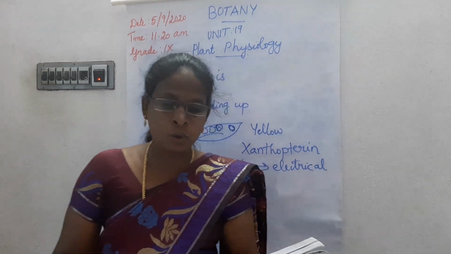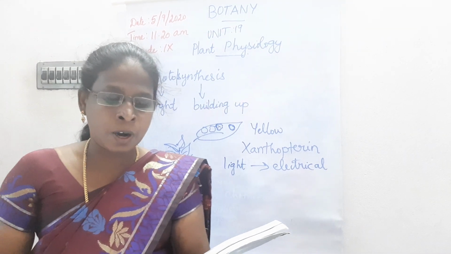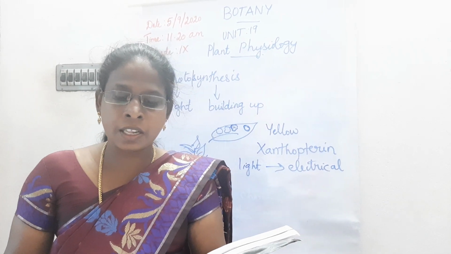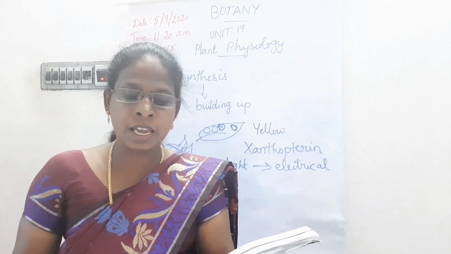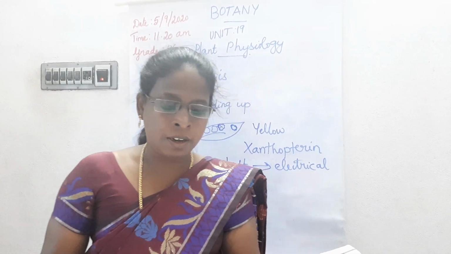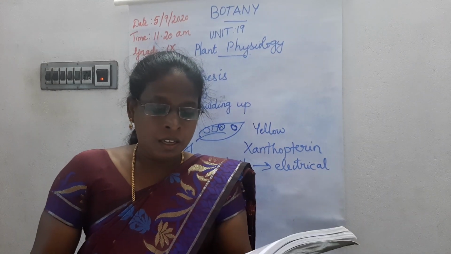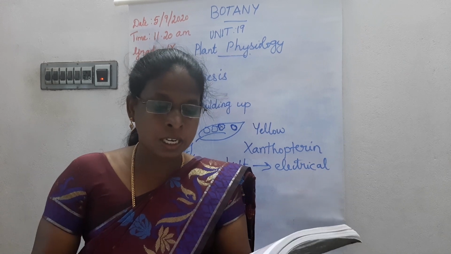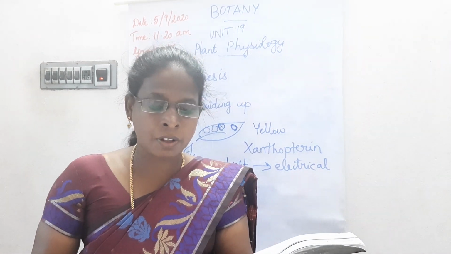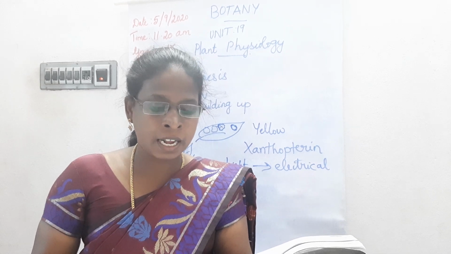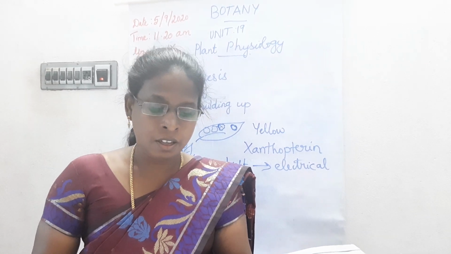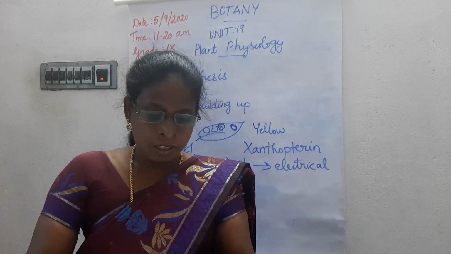Then Roman numeral 2, fill in the blanks. Third one, the green pigment present in the plant is chlorophyll. Then the sixth question, plants take in carbon dioxide for photosynthesis but need dash for their living: oxygen.